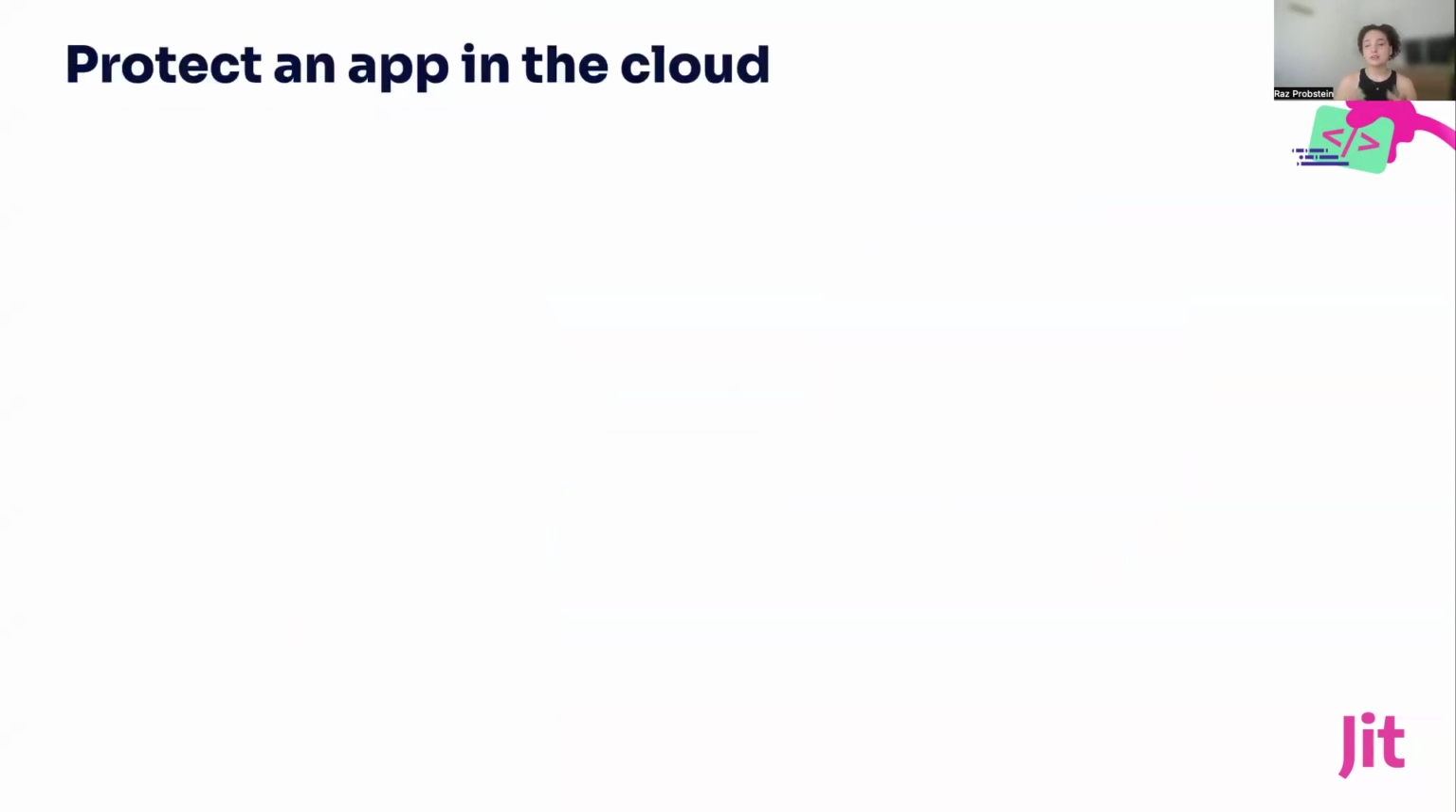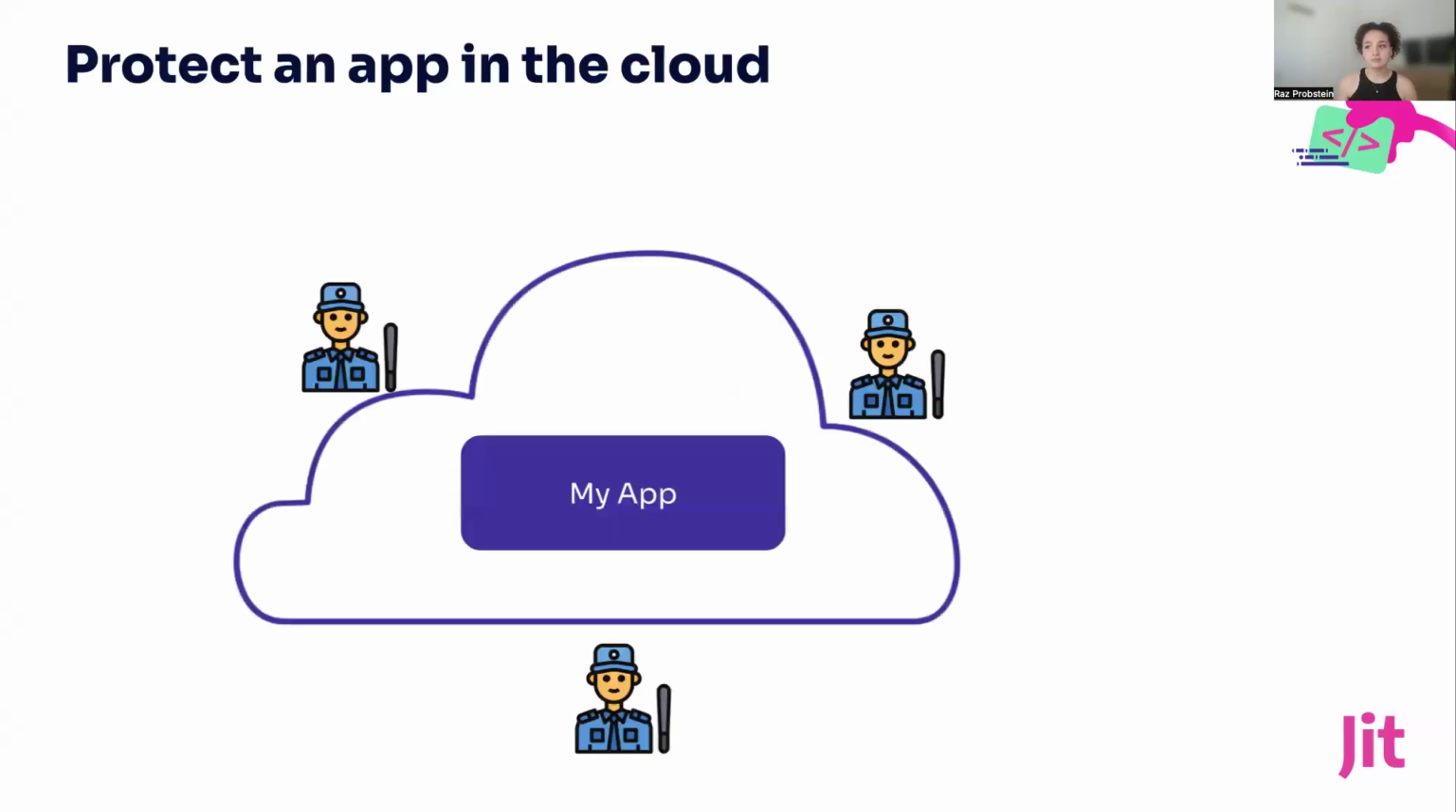Now, if I'd ask the same child to draw how to protect the application in the cloud, I'm guessing this is what it would look like, which again, is not completely wrong. We do need to protect the perimeter, but it's not that easy, right? So let's discuss how the perimeter is built.